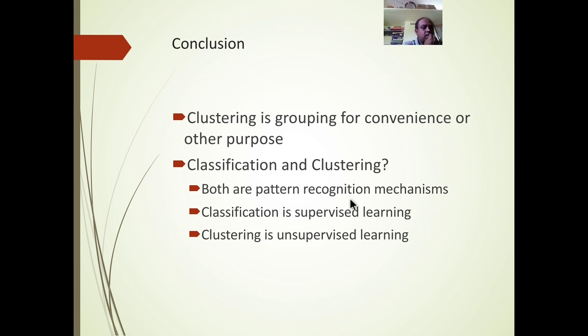So clustering is grouping for convenience or other purposes. Classification and clustering are both pattern recognition mechanisms. Classification is supervised learning, whereas clustering is unsupervised learning.